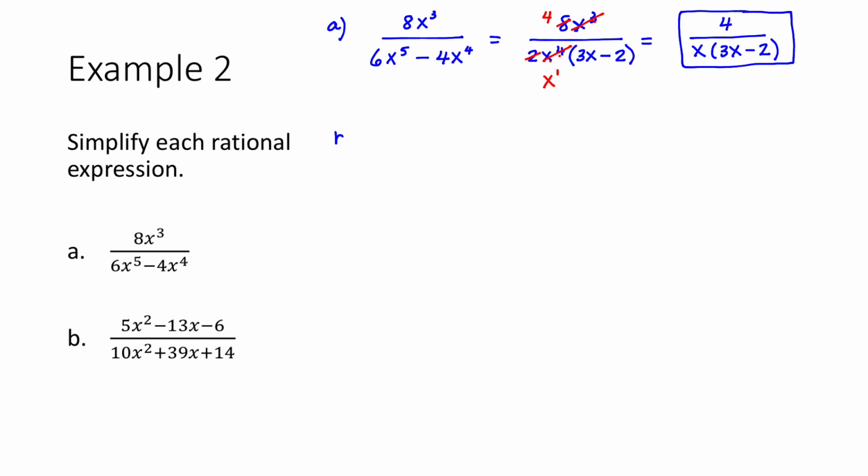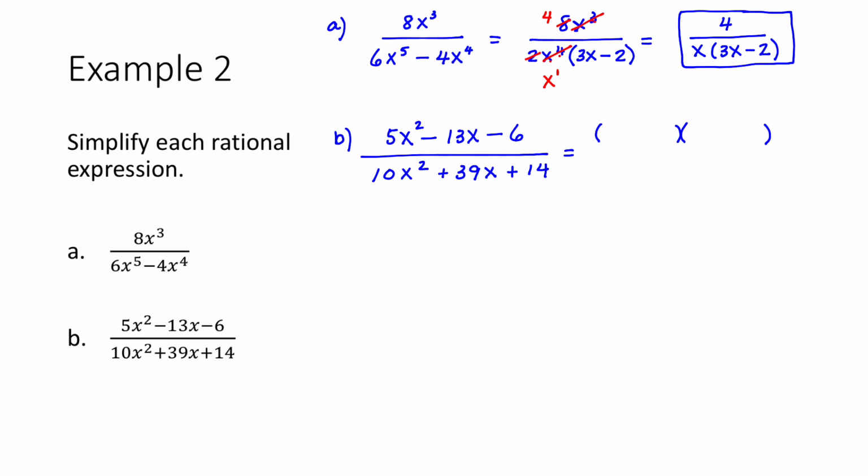Now let's take a look at part B. I have 5x squared minus 13x minus 6 all over 10x squared plus 39x plus 14. And let's see how we can factor this. So I have a trinomial in the numerator, and I'm going to factor that into 5x and x. That's the only way to do that.